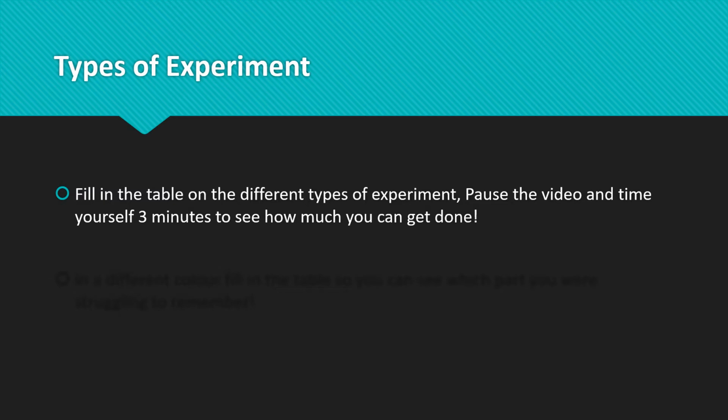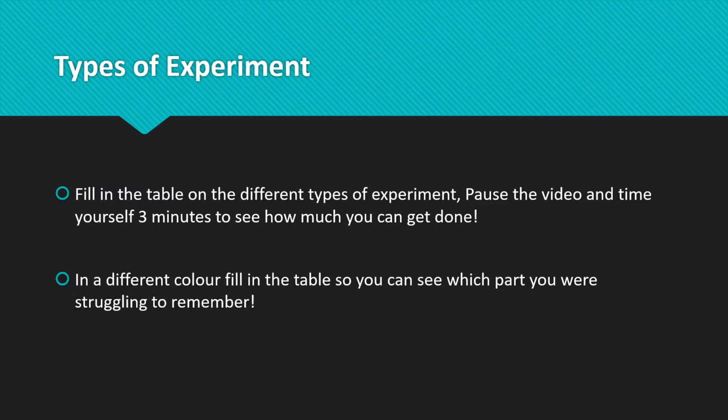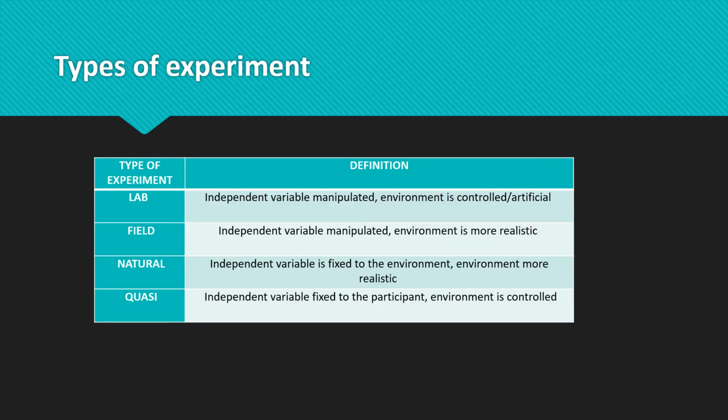So hopefully you've got those filled in. So get your second colour pen. Anything that you need to add in, obviously do it in that second colour just to show yourself exactly what it is that you need to revise. So let's go through the experimental method first.